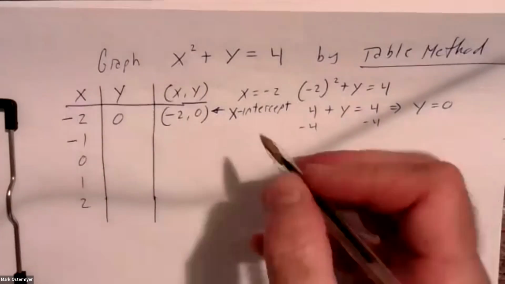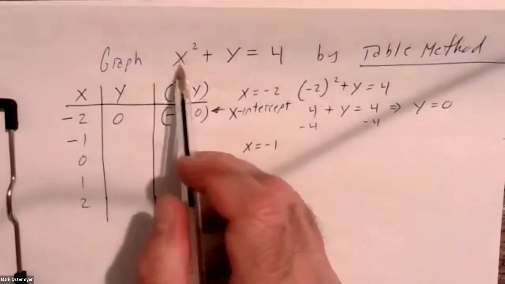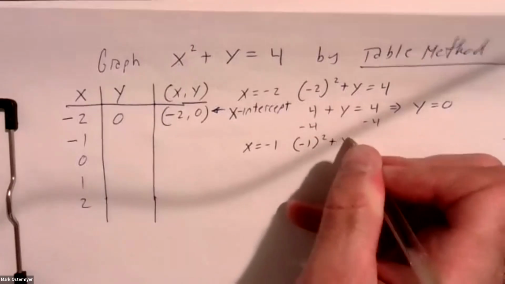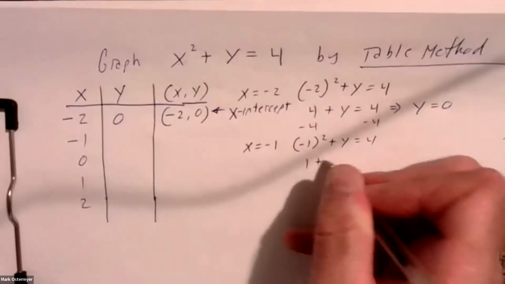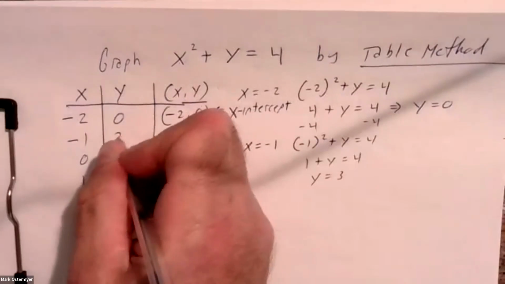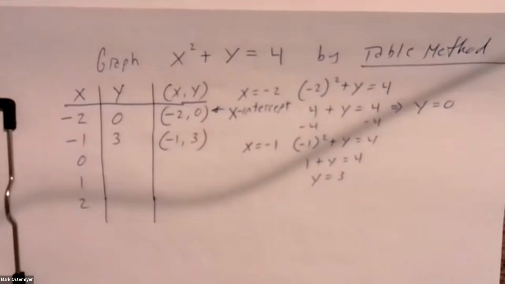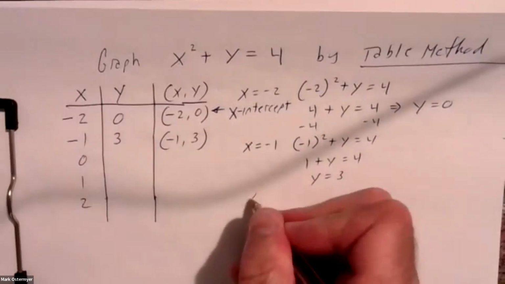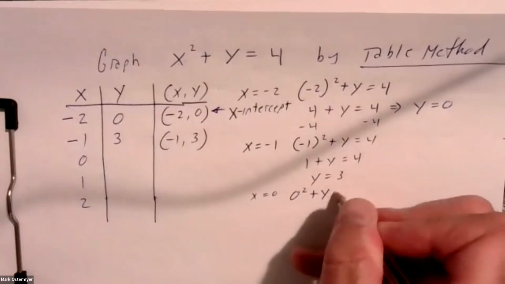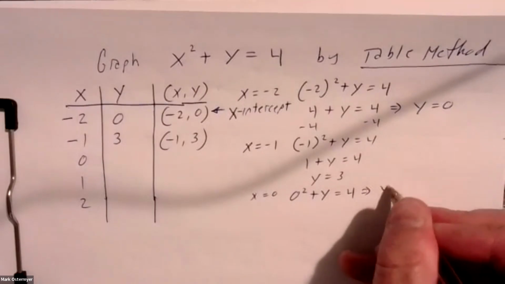All right, if X is equal to -1, what would Y be? To find out, put -1 in for X and go ahead and solve for Y. So we're going to have 1 plus Y equals 4. Therefore, Y is equal to 3. So -1, 3 is yet another point that would lie on the graph of this equation. If X is equal to 0, what's Y going to be? Put 0 in for X, solve for Y, and therefore we discover that Y would just be equal to 4.